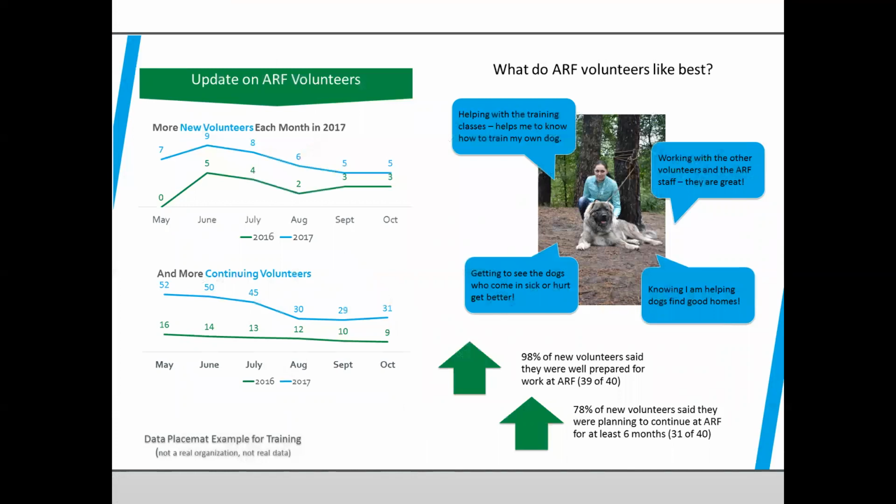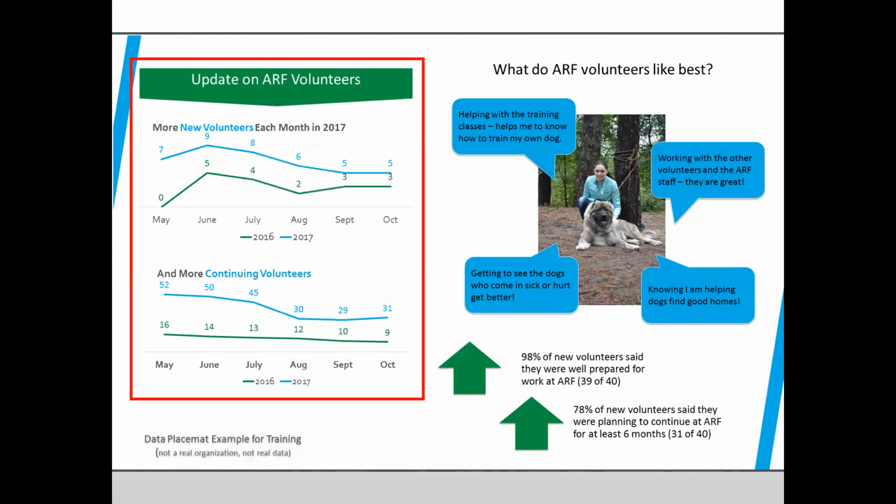Let me show you what I mean. For example, here is one of the report products, a data placemat that we prepared for the ARF evaluation. All of the information presented here is about the volunteers, our first grouping. The column on the left shows 2 line graphs of the number of volunteers per month.